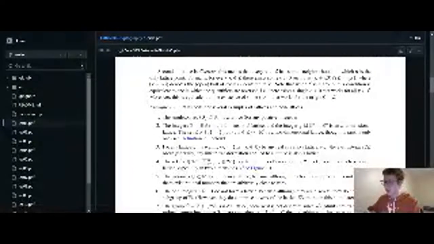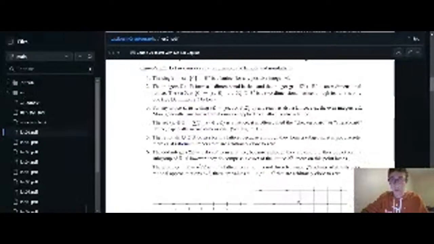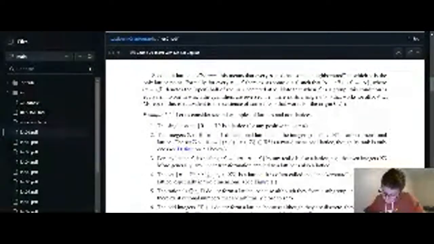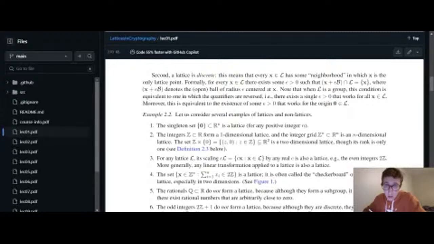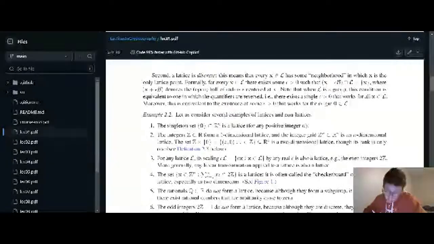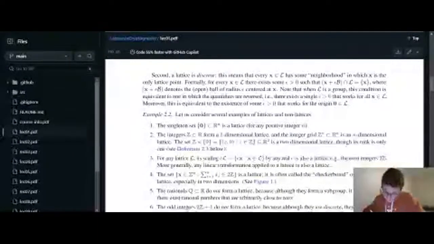What does that even say? Is that a symbol? I'm honestly kind of cooked with this stuff. Okay, there we go. So it's just some number such that this union. No, sorry, intersection. I'm tripping.